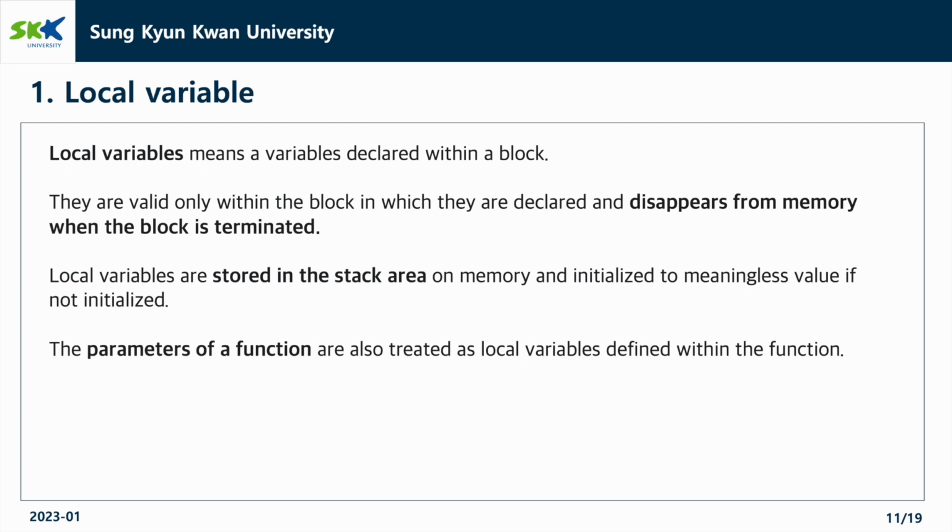They are valid only within the block in which they are declared and disappear from memory when the block is terminated. Local variables are stored in the stack area of memory and initialized to a meaningless value if not initialized. The parameters of a function are also treated as local variables defined within the function.